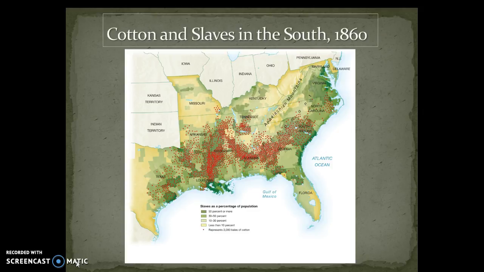So if you look at far west Texas, you'll notice that slaves make up less than 10% of that population because they're not producing as much cotton. So it goes hand in hand. The more cotton you have, the more slaves you have in that area.